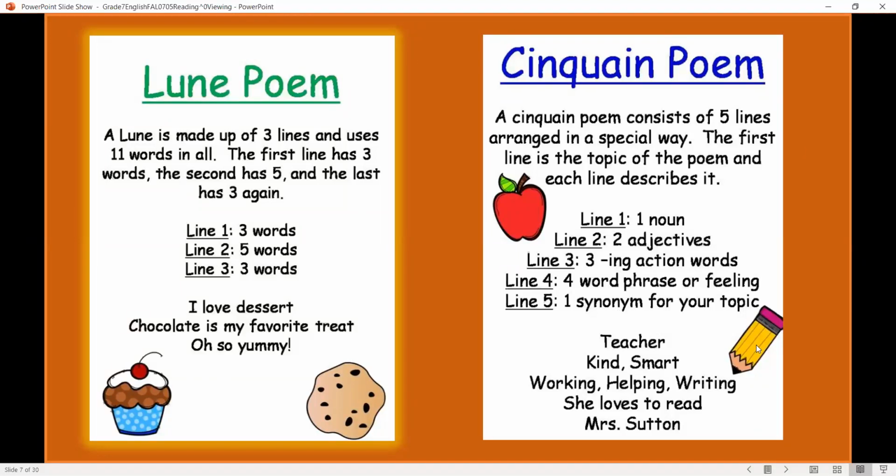Okay, so this one is teacher. So teacher's your noun. Kind and smart describes the teacher. So that's your adjectives. Working, helping, writing. Those are your action words that describe the teacher. Then you have word, phrase, or feeling. She loves to read. So it's telling you something about the teacher that she enjoys to do. Okay. And then you have the synonym for your topic, for your noun, Mrs. Sutton. So the teacher's name is Mrs. Sutton. So that's another easy poem that you could do. There's a lot for you to try, quite a few challenges, I think. I hope you guys are up for the challenge.